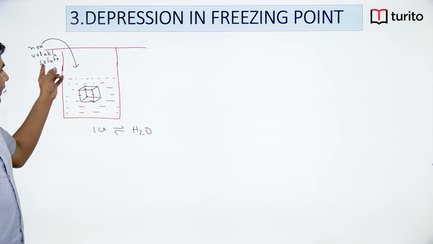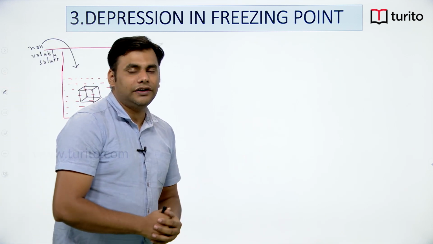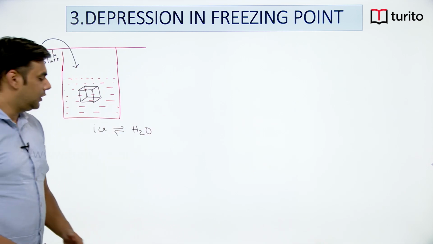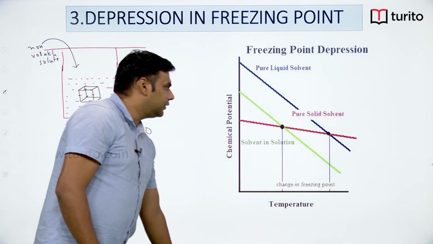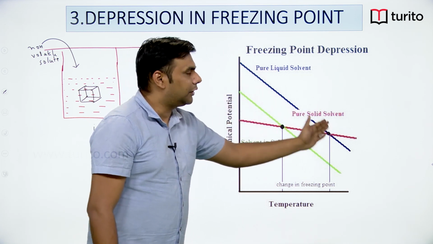Now because this property again depends upon the amount of solute particles rather than the nature of the solute particle, this is also a colligative property. Okay, so if we check this on a graph, this is the basic line. Okay, so this represents the pure liquid solvent.